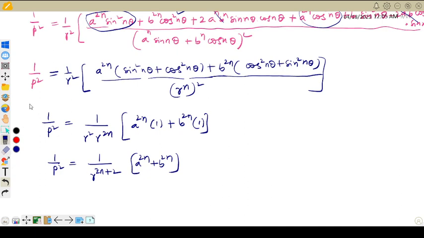So we are at the final answer. Just you can cross multiply it, students. r raised to 2n plus 2 is equal to p square into a raised to 2n plus b raised to 2n. Or write in the reverse order. This is the required pedal equation of the given polar curve.